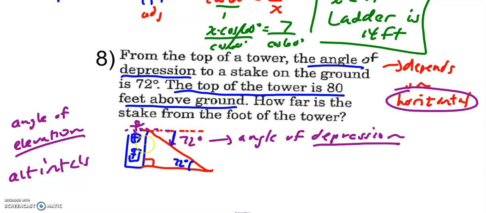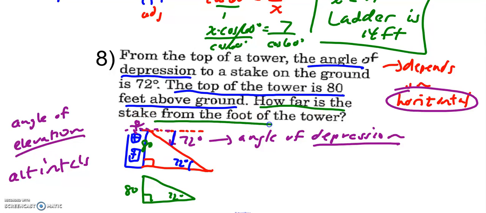Now that helps us a lot, because now if we know that the top of the tower is 80 feet above the ground, I know that this side here is 80. So if I drew a cleaner triangle, what we have is the 72 degrees in here. We have that this side is 80, and we want to know how far the stake is from the foot again of the tower. Remember, foot again means bottom. So what we're really looking for is the bottom of this triangle here.